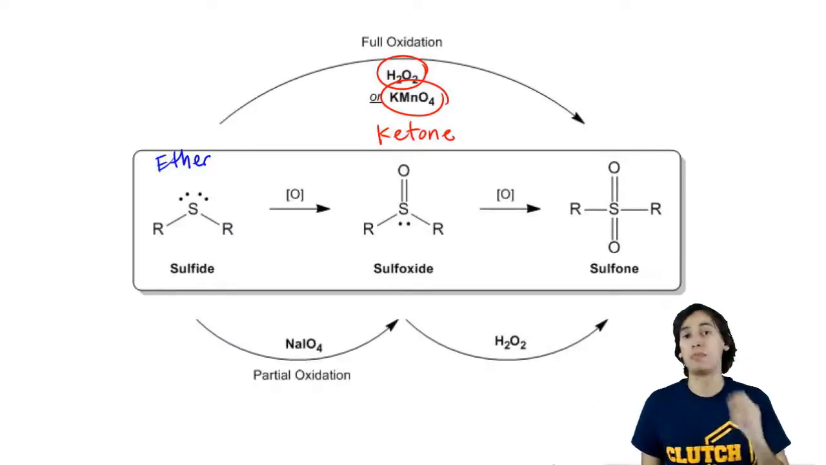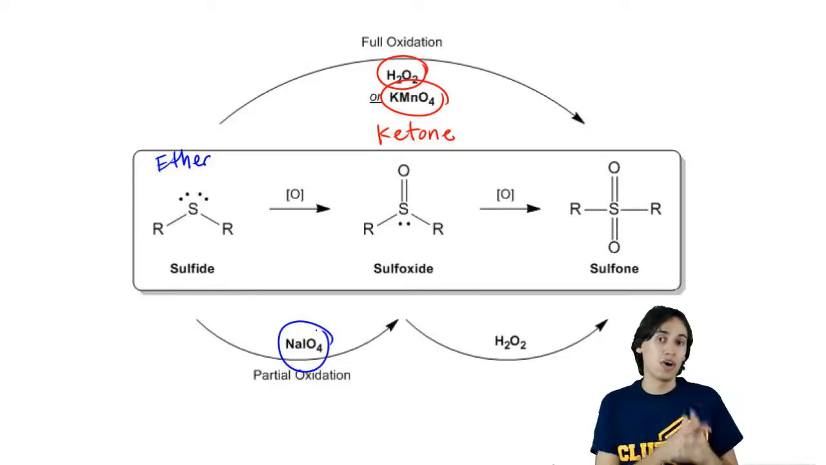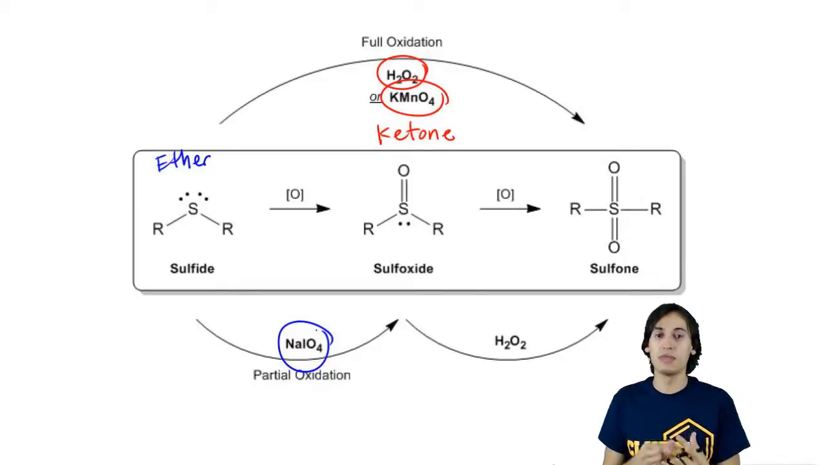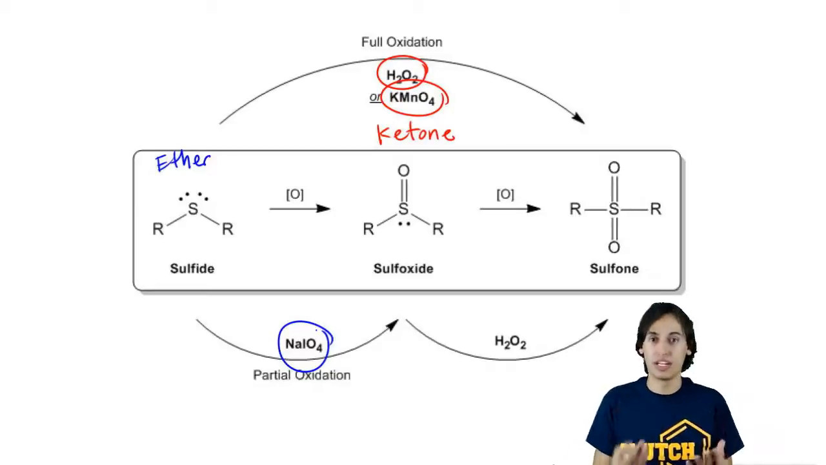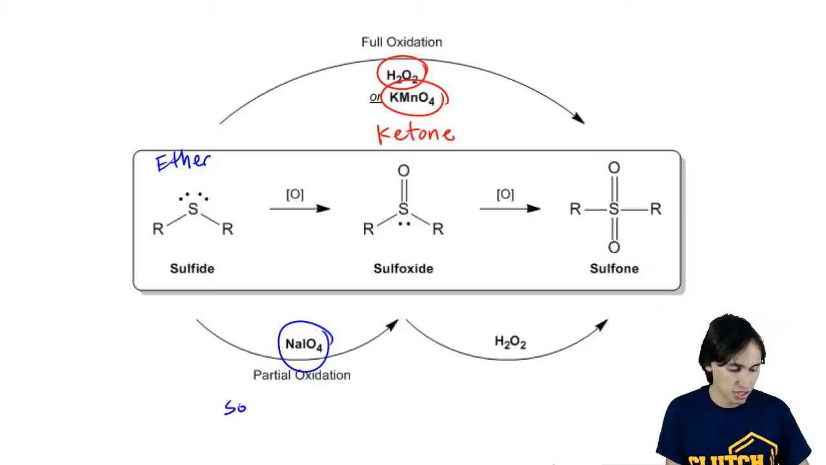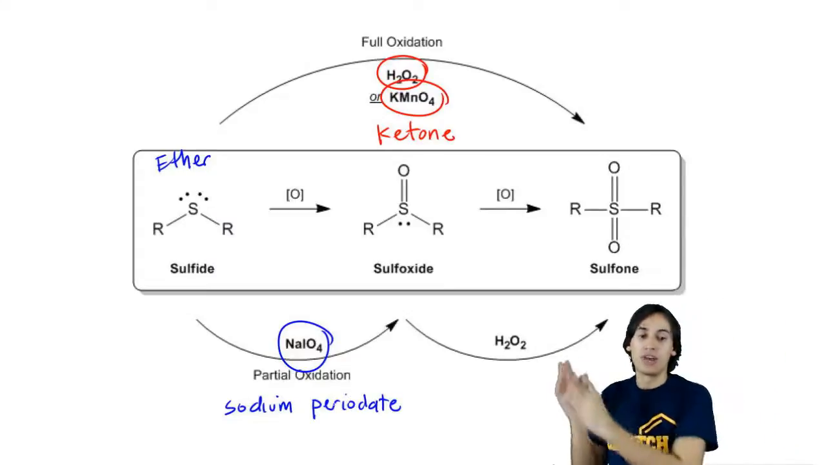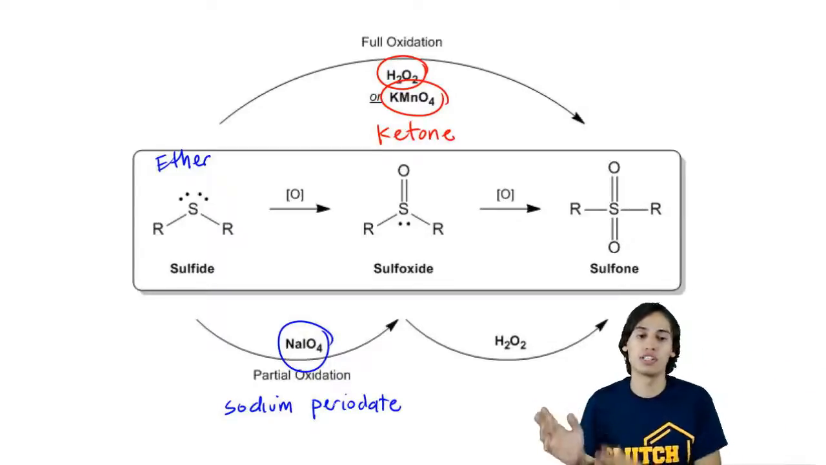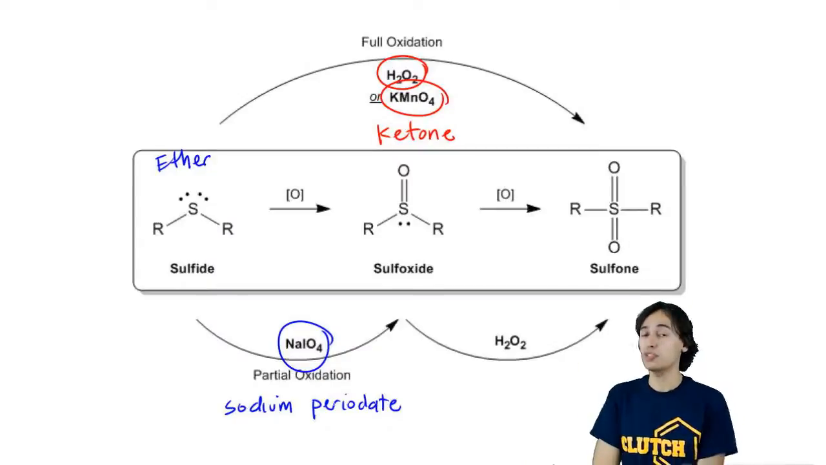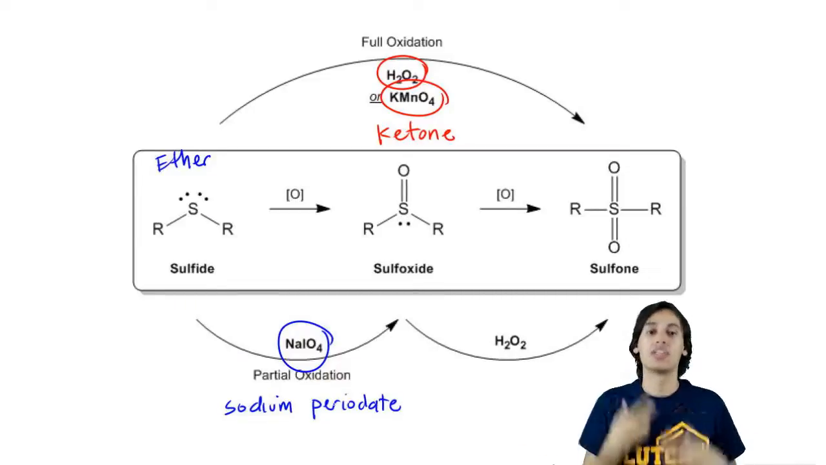Well, then we're going to use a very particular reagent. If I use NaIO4, that's going to give me a partial oxidation. By the way, that's called sodium periodate. Let me just write it down so you guys can know in case you see it. Sodium periodate. So if you react a sulfide with sodium periodate, instead of a full oxidation, it's only going to give a partial oxidation to the sulfoxide, and it's going to stop. If you react the sulfoxide with sodium periodate, there's no reaction because it can't oxidize the sulfoxide.